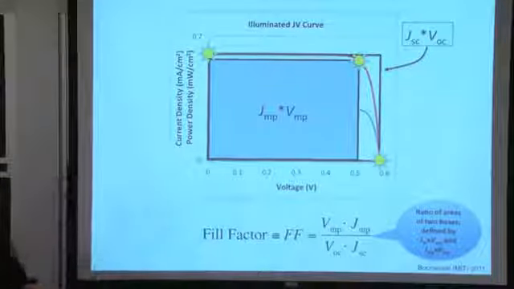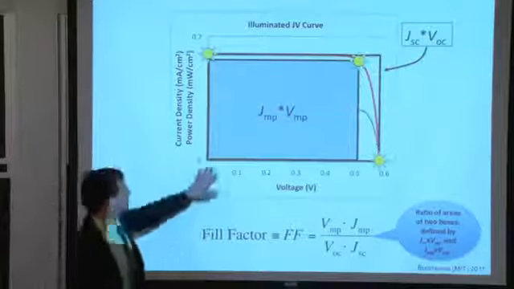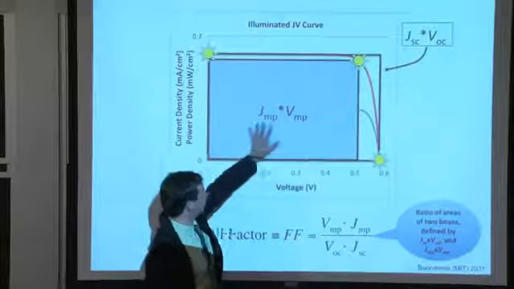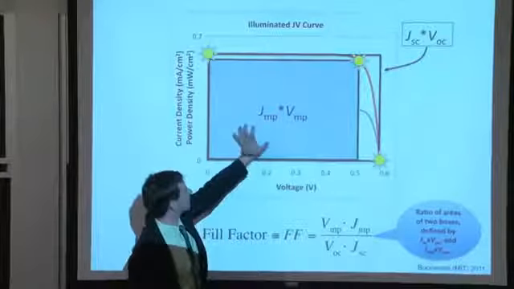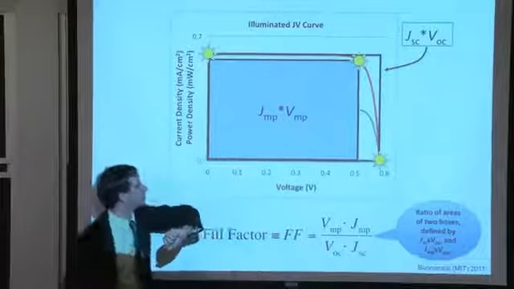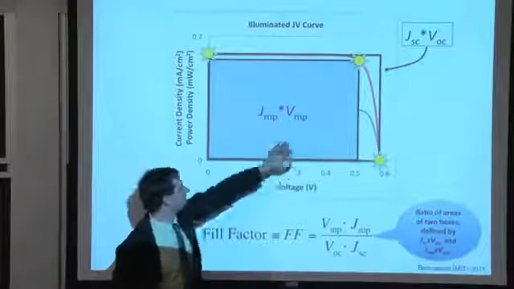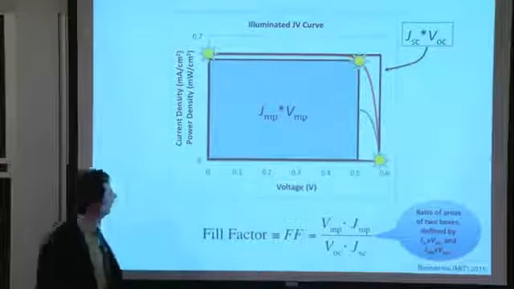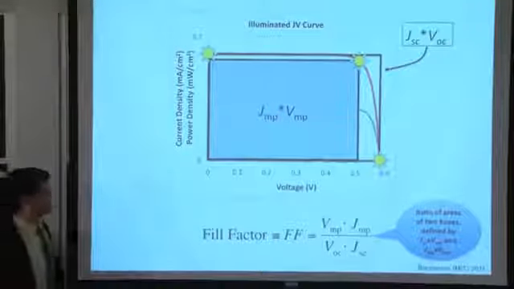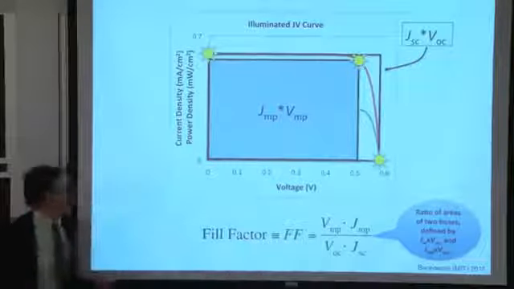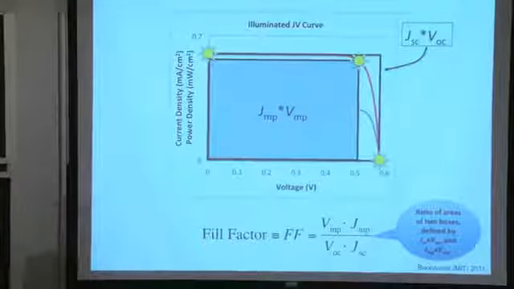In real life, this blue box is smaller than this clear box right over here, and so the JMP-VMP product is less than the JSC-VOC product. And by consequence as well, the JMP is less than JSC, VMP is less than VOC. So the ratio of the two boxes is defined as the fill factor. The fill factor indicates the quality of your diode.